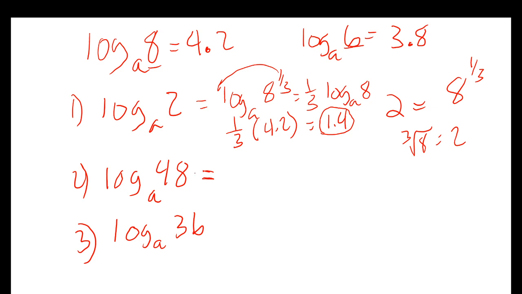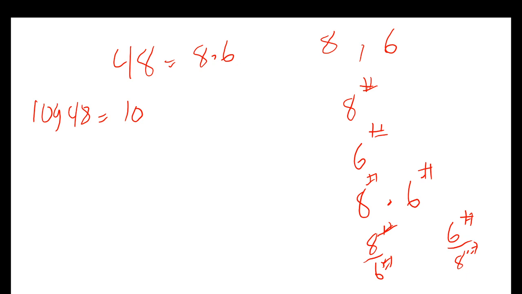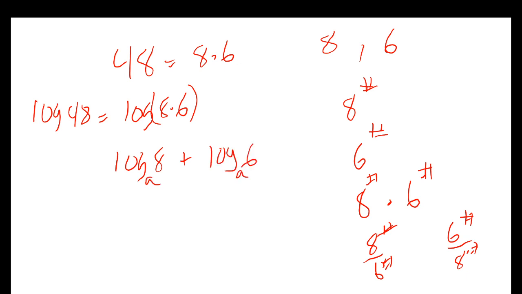Now, how do you get log A 48? Well, again, as we look at this, you got to look at 48 and say, how do I get 48? I have 8 and 6. It's got to either be 8 to a power, 6 to a power, 8 with some power times 6 to some power, or 8 to some power divided by 6 to some power, or the other way around. In this case, 48 is simply 8 times 6. So log A 48 is log A of 8 times 6, which means it's log A 8 plus log A 6. You would add those together. So it would be 4.2 plus 3.8, and you'll get 8.